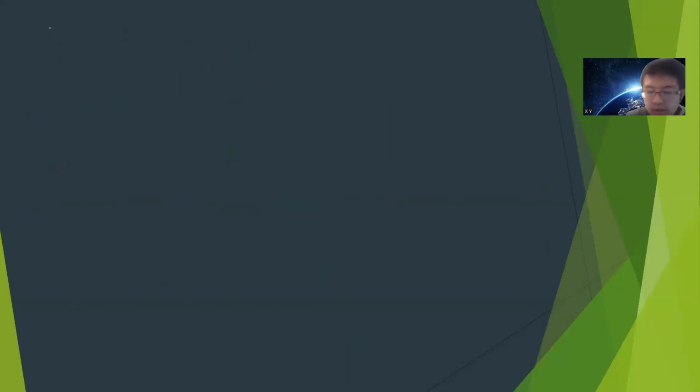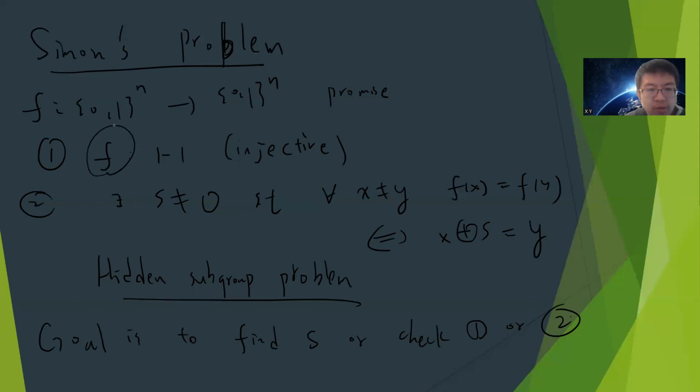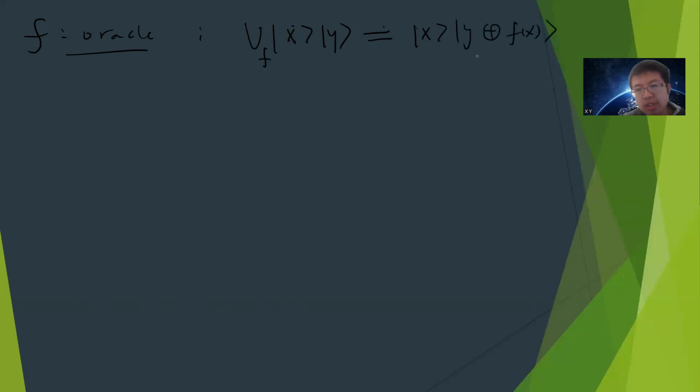So classically, this f is our oracle. This oracle computational model does the following: this U_f on x, y will be the same as x, and y direct sum f of x. This is a common computational model that people like to use.